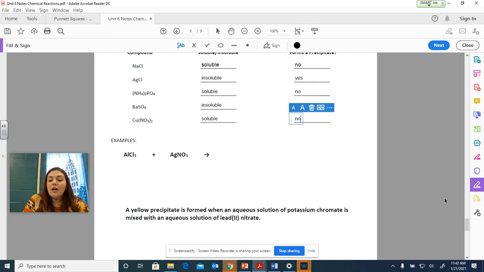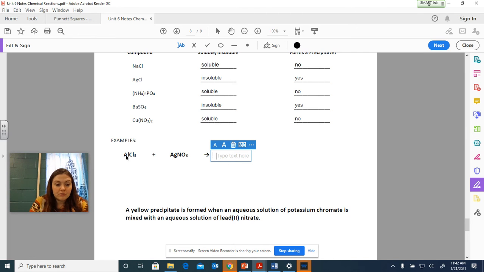Okay. Now, examples, AlCl3 plus AgNO3. So if I'm going to write this reaction, I need to know if it's going to form a precipitate. So remember, a double replacement reaction is going to swap partners. So the aluminum is a metal. So it's going to change its nonmetal partner and pick the other nonmetal. So it's going to be Al with NO3. You know what? I probably have to write it through like that. Okay.